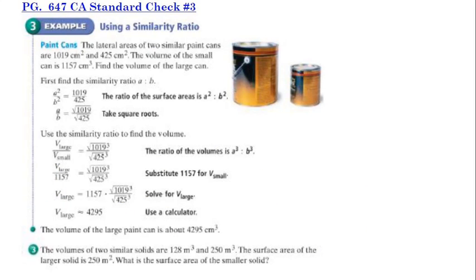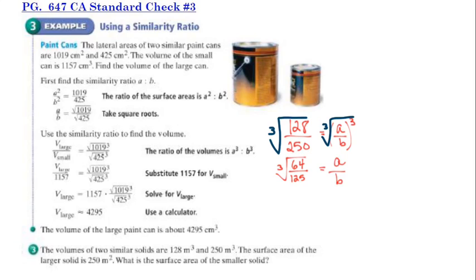If I look at the next one, I have to do a little bit more work. I'm given volumes, and so those are my volumes, which means that is my similarity ratio cubed. So I solve that by taking the cube root of both sides. Now, I can save myself a little bit of a hassle if I look for perfect cubes. So if I divide both of those by 2, I get 64 over 125, which are perfect cubes. So if I take the cube root of 64, I get 4. The cube root of 125 is 5, so my similarity ratio is 4/5.